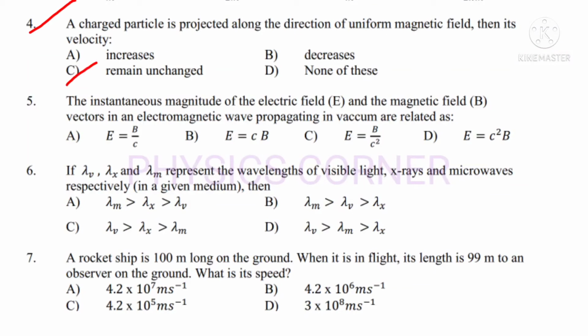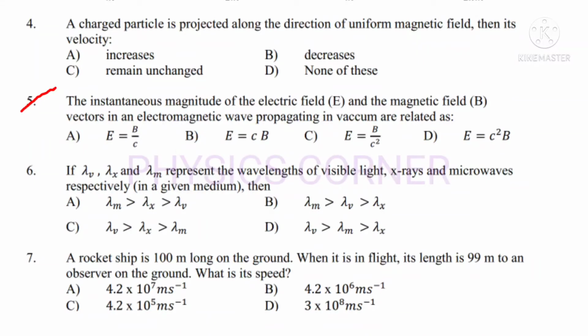Okay. So, fifth question. The instantaneous magnitude of the electric field and magnetic field vectors in an electromagnetic wave propagating in vacuum are related as E is equal to B by C, E is equal to C into B, E is equal to B by C square, E is equal to C square B. It's also a direct question. Option B is the answer. E is equal to C into B, right?